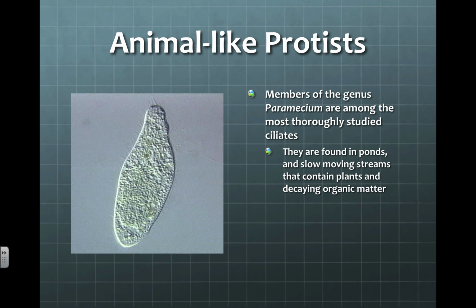All right, members of the genus Paramecium, that would have to be underlined. There are tons of species of Paramecium. So sort of like Plasmodium, they just tend to lump it into a genus when they're talking about it. It is the most studied of all of the ciliates. They know more about it. They're found in ponds, slow-moving streams, any sort of stagnant water where you're going to find some decaying organic matter, decaying plants. That's where you find your paramecium. They're not going to be found in marine environments. They're strictly fresh water.